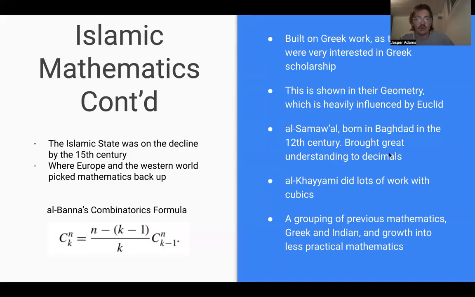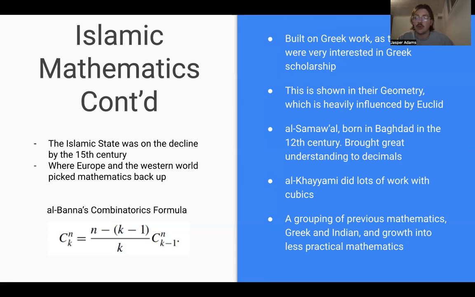A little bit more, we see that they built on the Greek work. The Islamic people were very interested in Greek scholarship, and we don't really think of Islamic people as being very interested in scholarship, but they were very interested in Greek mathematics early on. And this is shown in their geometry, which is heavily influenced by Euclid. And we just see their fascination to try and refine these things and figure them out.